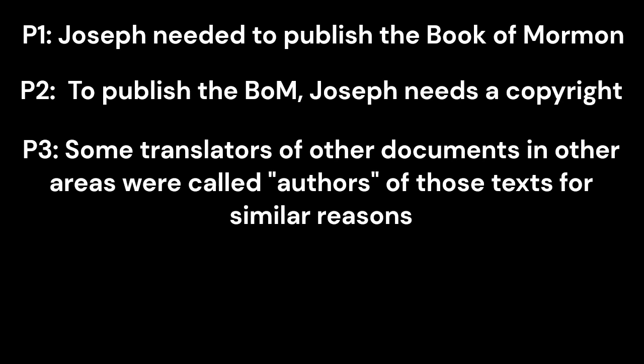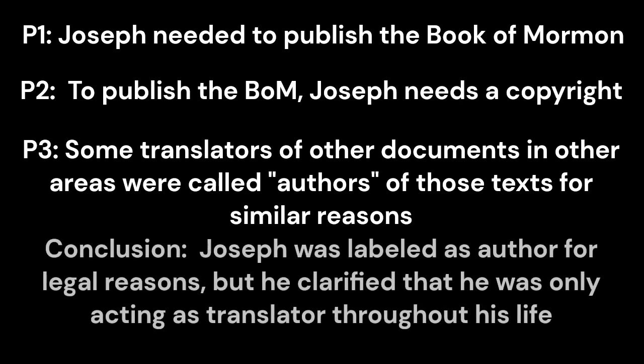So in this case, the conclusion that we can draw from these premises would be Joseph secured a copyright to publish the Book of Mormon in which he labeled himself as the author and proprietor, and clarified both in the text itself and also throughout his life that he only translated the book, that he didn't necessarily make it up. So that's an example of a kind of syllogistic argument where a collection of premises help demonstrate a specific kind of conclusion.